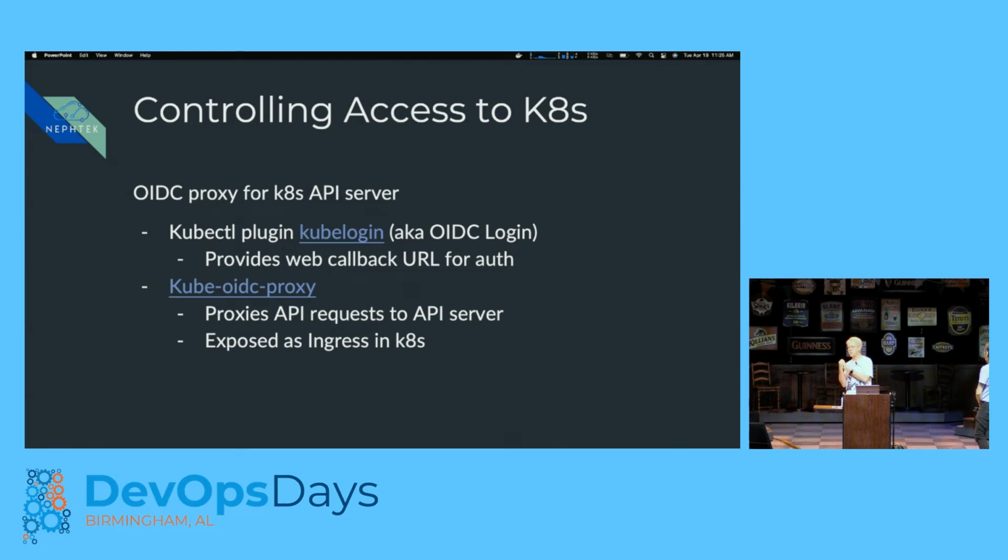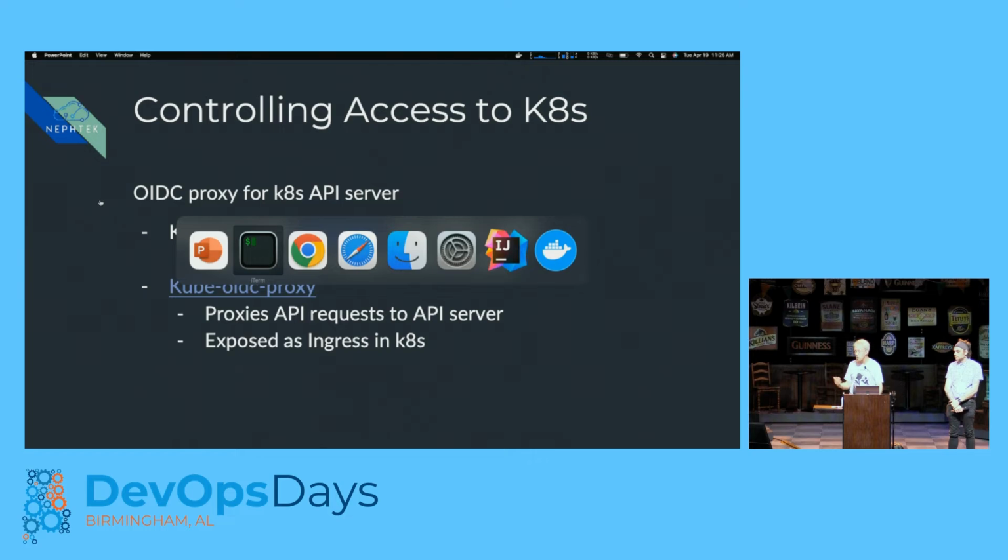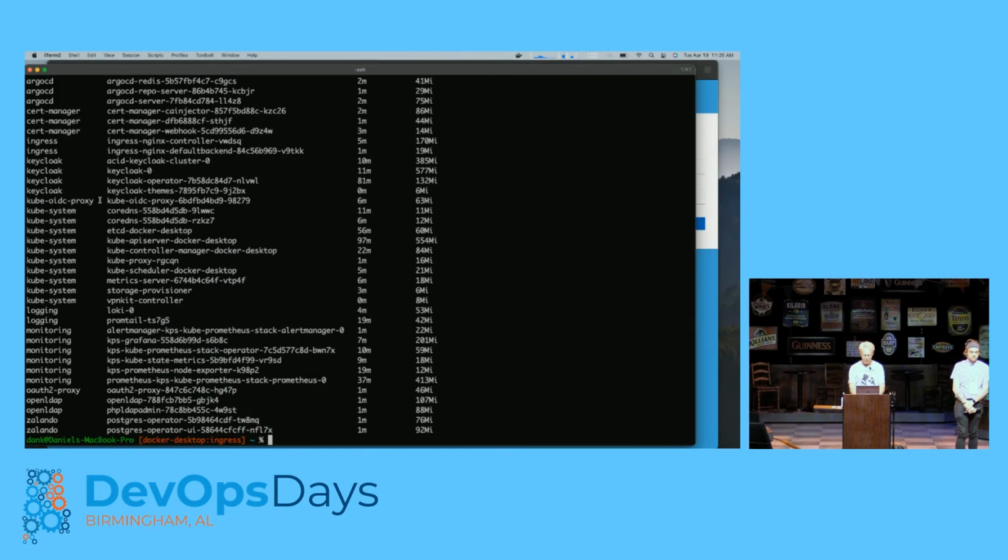And then that talks to a second piece that runs inside your cluster, which is a proxy to the API server. Kube OIDC proxy. And you talk to the proxy, it talks to the real API server for you, and that way you don't have a bearer token locally.